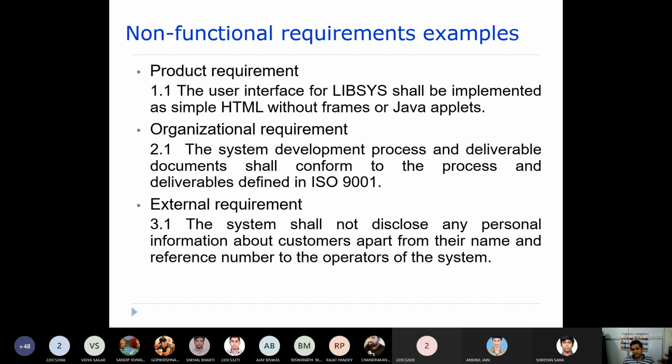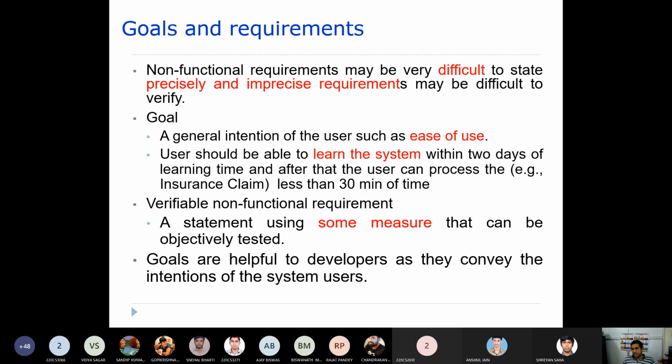Yes, sir. Any more doubts? Can I stop now? So I download the attendance. Just wait for a minute.